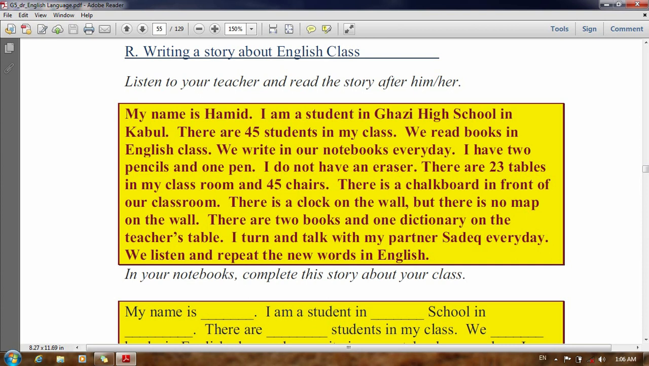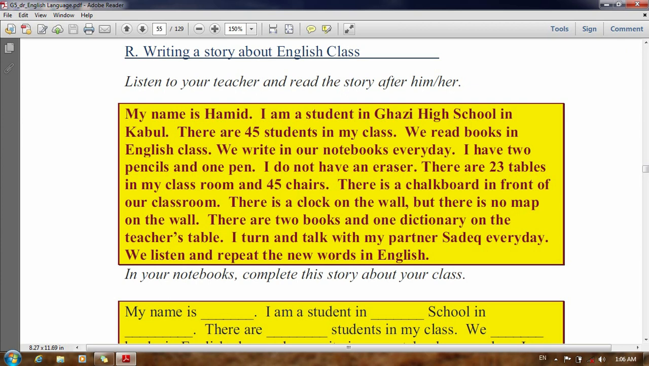There is a clock on the wall. But there is no map on the wall. There are two books and one dictionary on the teacher's table. I turn and talk with my partner every day.